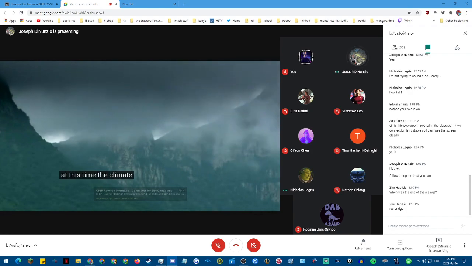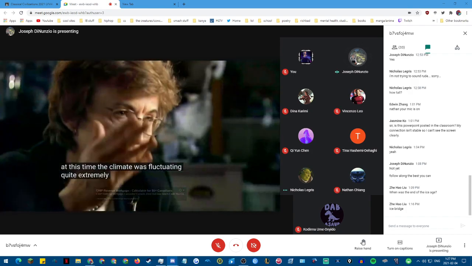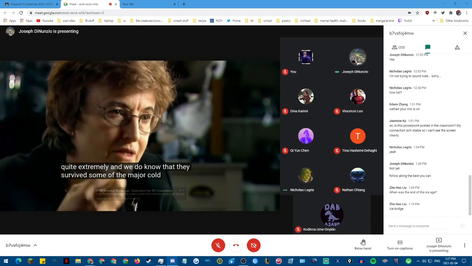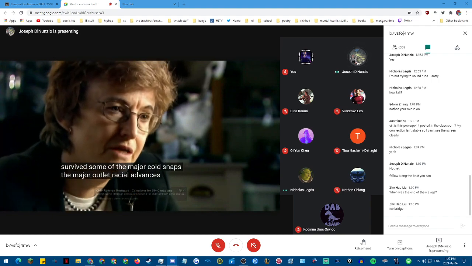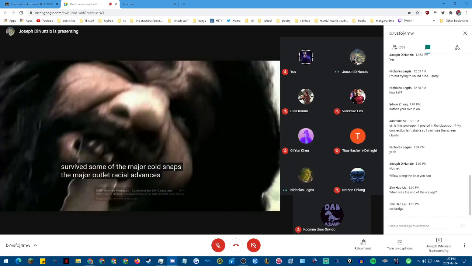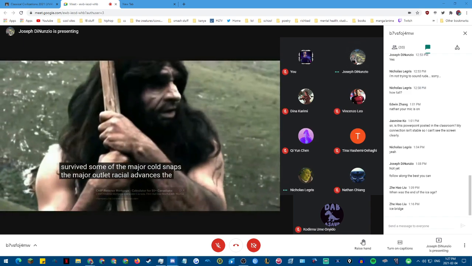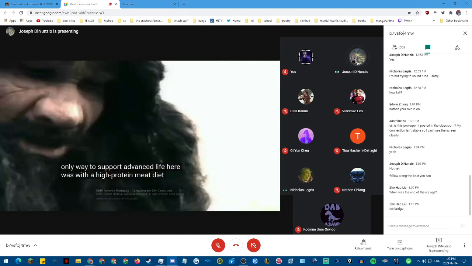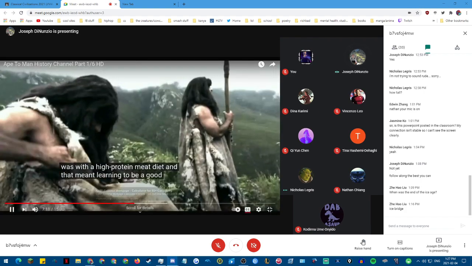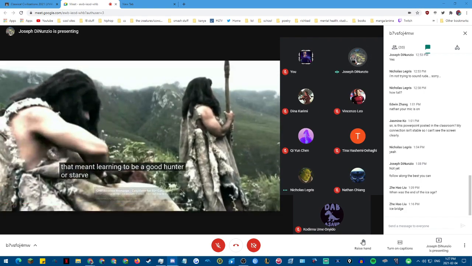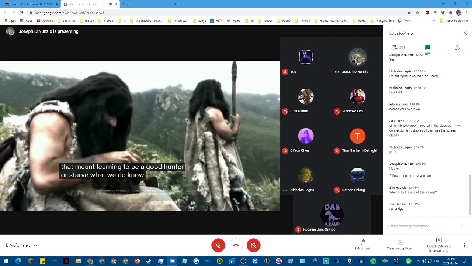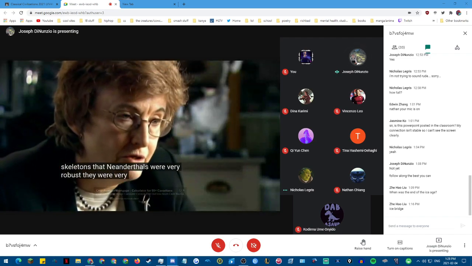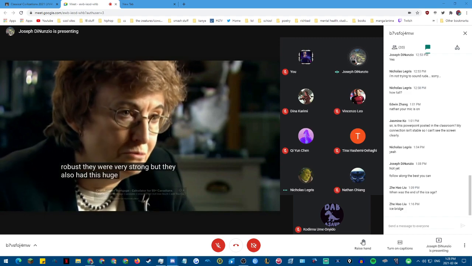At this time, the climate was fluctuating quite extremely. And we do know that they survived some of the major cold snaps, the major glacial advances. The only way to support advanced life here was with a high-protein meat diet, and that meant learning to be a good hunter or starve. What we do know from the skeletons, that Neanderthals were very robust, they were very strong, but they also had this huge brain.